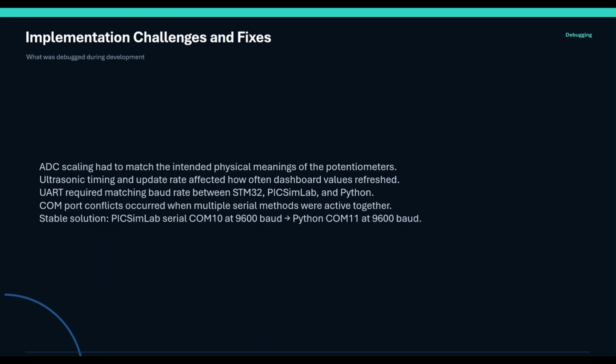The main challenges were configuring peripherals correctly, scaling the inputs, integrating all modules, and making UART communication stable. The simulator's serial connection required careful setup using COM10 and COM11 at 9600 baud. I also had to avoid using multiple serial methods at the same time because that caused conflicts. The stable setup is Pixem Lab serial on COM10 and Python dashboard on COM11.